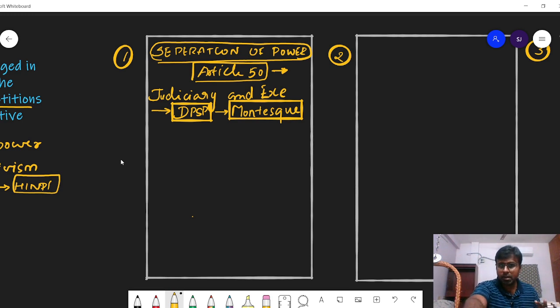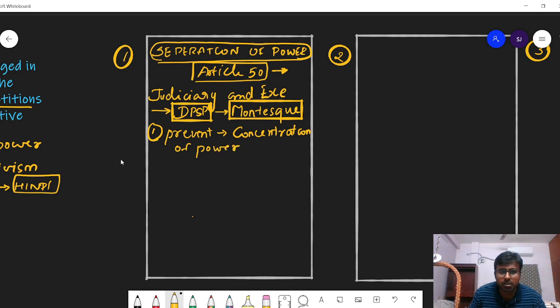So leave that. But writing Article 50 is very important. Article 50 is very, very important. Separation of power means Article 50. Everyone should know that. But when you write this, you should not stop with this. You should say why it is right, why it was done. It was done to prevent concentration of power.